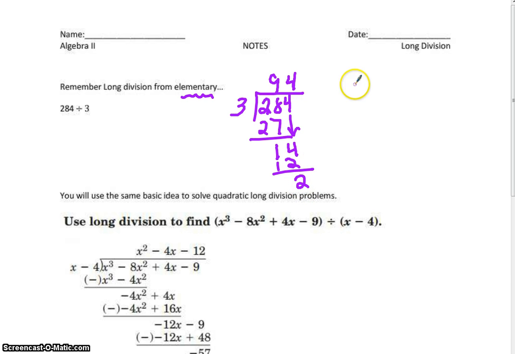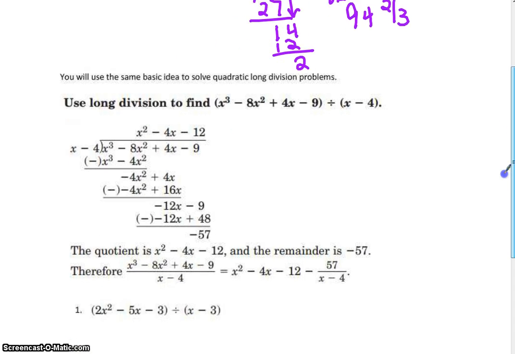There were two ways we could write our answer. We could either say 94 with the remainder of 2, or you could say 94 and 2/3. Okay, you could write your answer either way. That's long division that you learned many years ago. Well, polynomial long division works the same. It's just that you've got all those letters thrown in. So you use the same basic idea for solving long division problems.